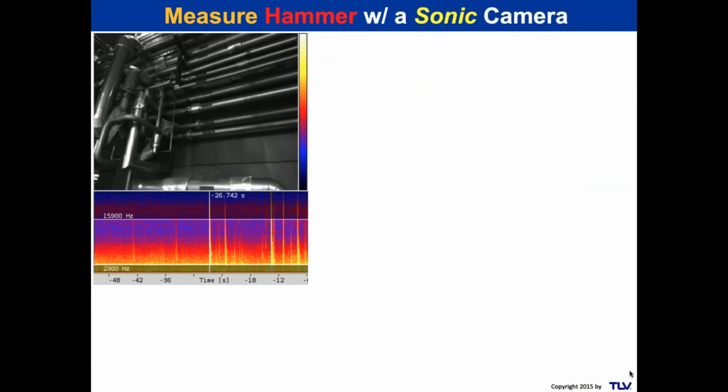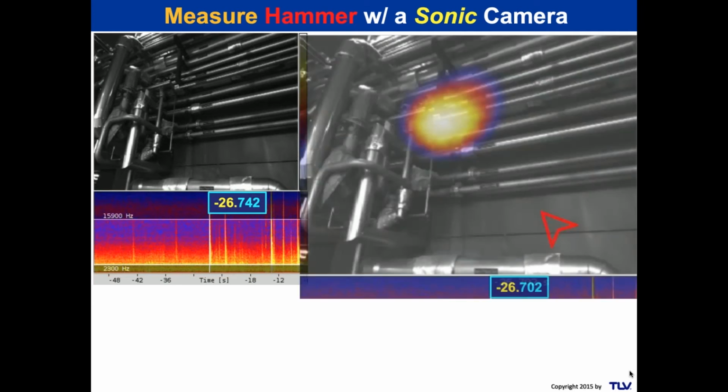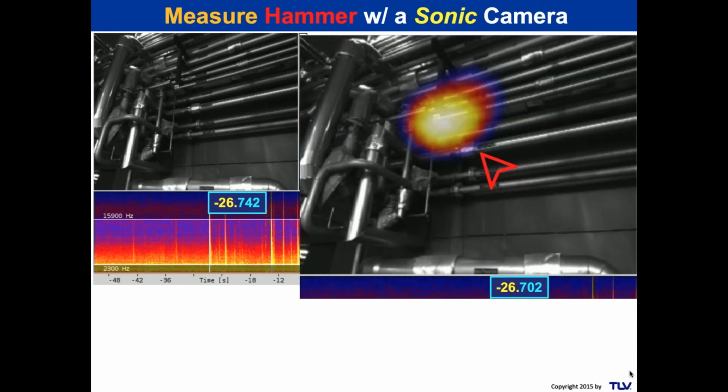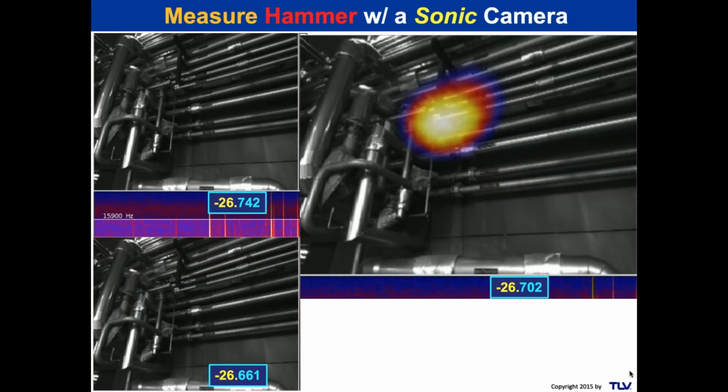So you can measure hammer in the return system or the steam system with a sonic camera. Here's a photograph of a perfectly nice system. And then there you see the hammer with the sonic camera. And now you see there again, no hammer. Take a look at the timestamps. You can see that these timestamps are only 4/100ths of a second different. That's how quickly hammer can come and dissipate.